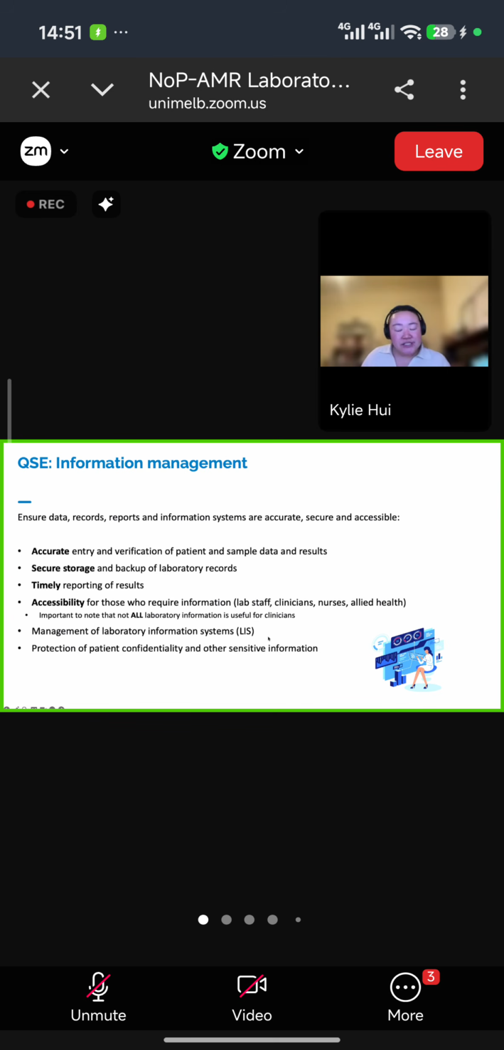Management of laboratory information systems. So things like making sure that we have sufficient fields to enter our results, or if there is something that needs to be improved or modified, that we can do this to our LIS system. Most importantly, the protection of patient confidentiality and also other sensitive information. So this is also incorporated into this information management.